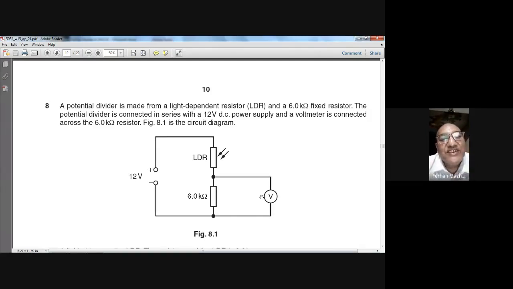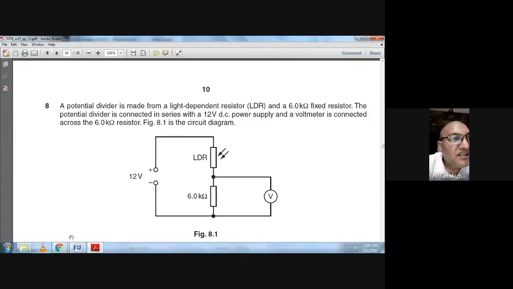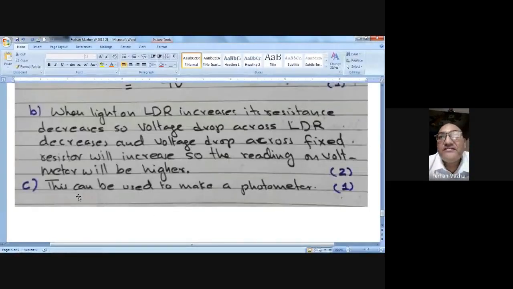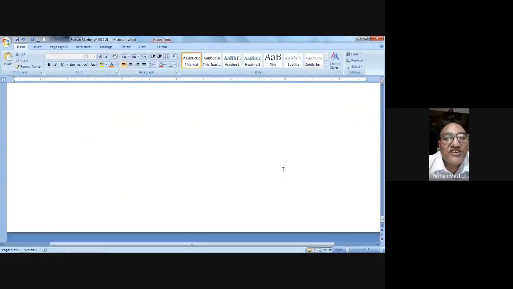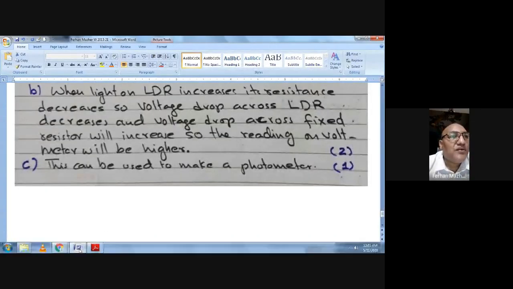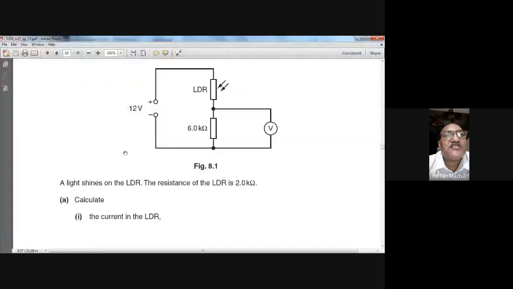So this can be used as a photometer, because when it is in bright light, the reading on the voltmeter will be high, which means the light is bright, and when it is exposed to dark, or the light is less, then the reading on the voltmeter is less. So this thing can be used as a photometer. Let me read you my answer. This can be used to make a photometer. It's a one mark question. Okay, dear students, by this question, we have come to the end of the A section.